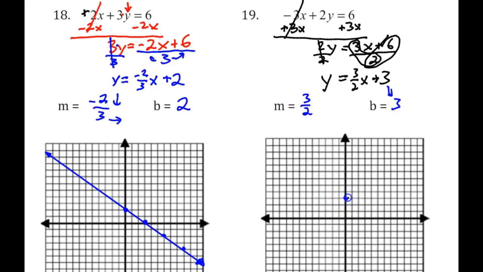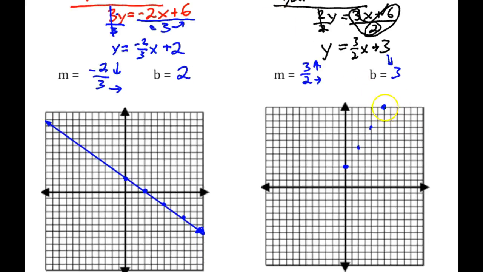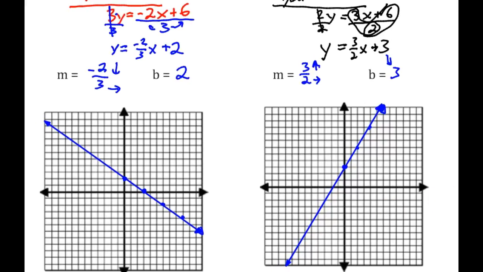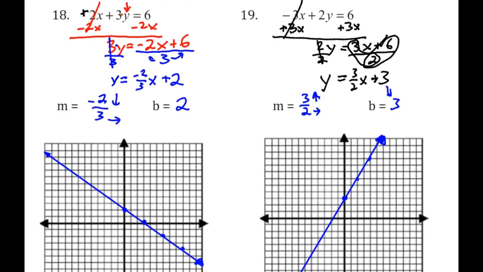Let's start at 3 and go up and to the right. So we got up 3, right 2, up 3, right 2. Okay. Do it several times and use a straight edge. Move that down and go across the entire graph. There we go. So that concludes our review for this test coming up tomorrow.